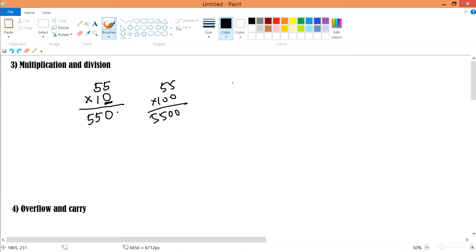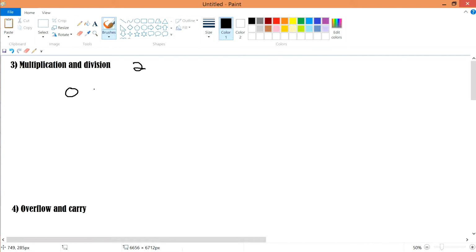Do you see the difference? If it's 55 times 1000, you'll have 55 with 3 zeros. That's the trend that is coming up. I'm going to use this to share something with you: the multiplications and divisions are only multiplication and division by a factor of 2.